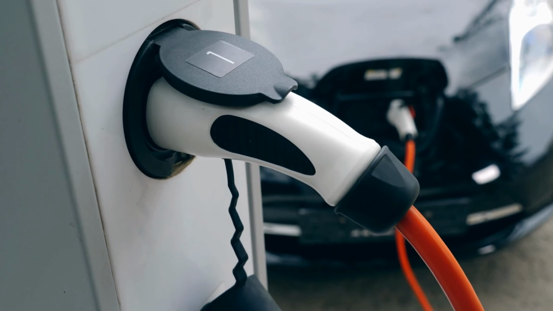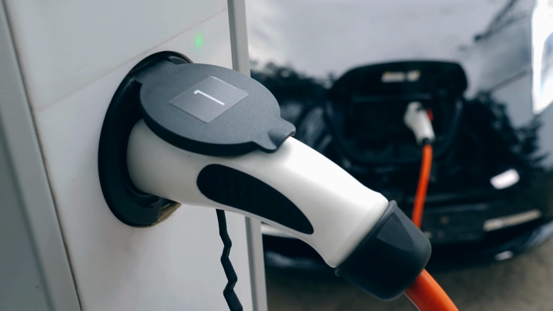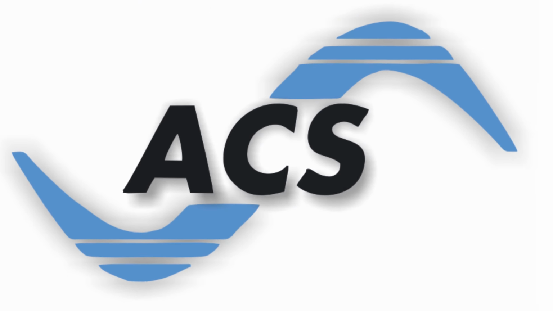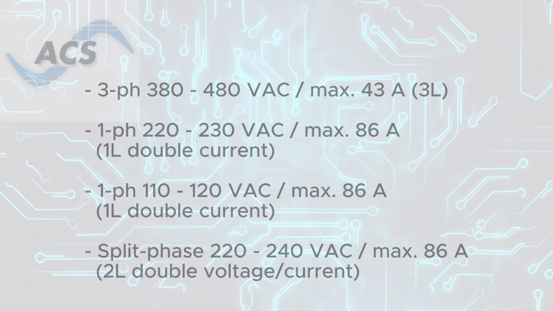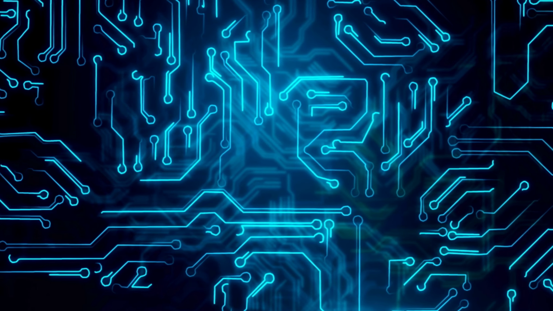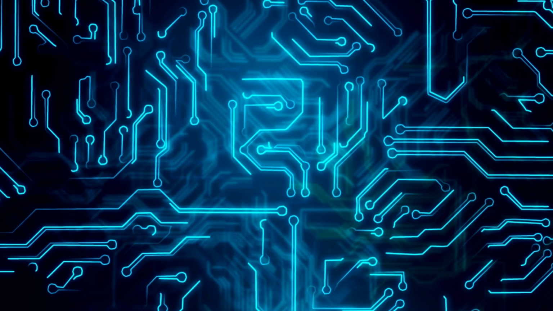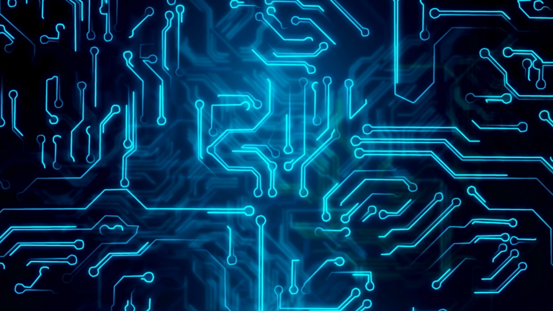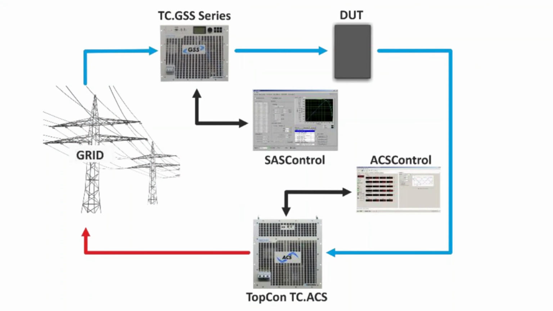For charger test applications up to 22 kVA, the following grids can be simulated with the 30 kVA device of the TC.ACS series. The selection of the different configurations can be done manually with the ACS control software or via an external automation system using the .NET API or the CAN interface. The reconfiguration between the different phase connections can be done manually in laboratory operation and with system-integrated contactor circuitry during automated testing.